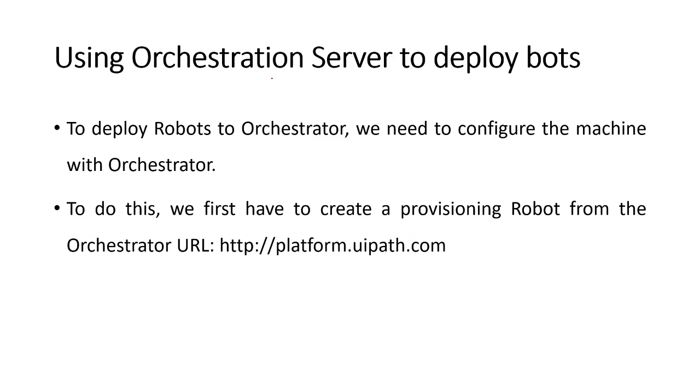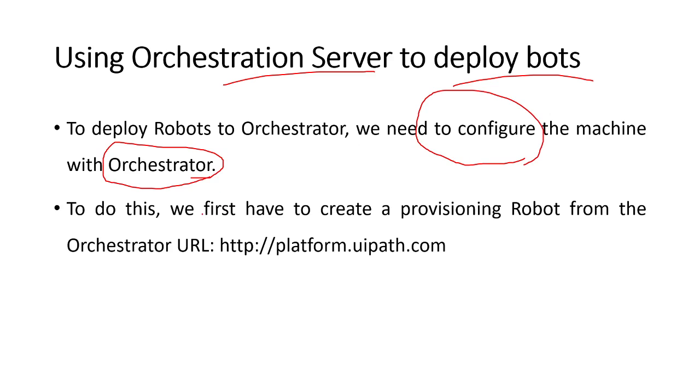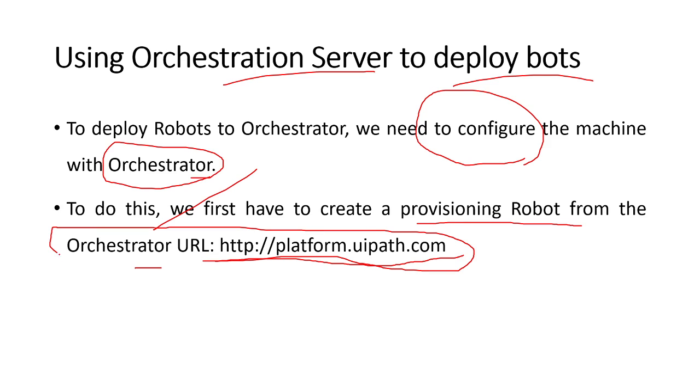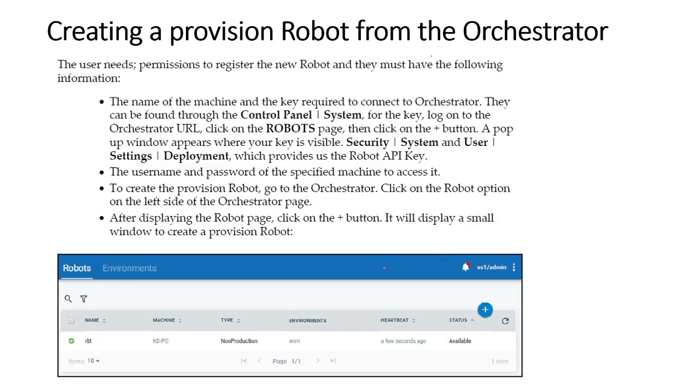Now we shall see how we can use the Orchestrator server to deploy the robots. To deploy robots to the Orchestrator server, first we need to configure the machine with the Orchestrator itself. Right? So to do that, the first step is you need to go to this particular URL. More specifically, first we have to create a provisioning robot from the Orchestrator URL. This is the address of the Orchestrator server, right? HTTP platform.uipath.com, right?